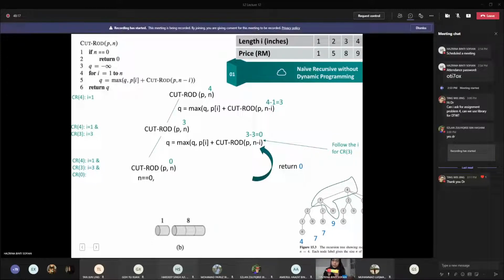3 inches will return how much? P3, 8. Okay, so it will return 8. So 3 inches and 1 inch will return how much is this? Return 9. Okay, so this one is 1 ringgit, this one worth 8 ringgit, because this one is 3 inches worth 8 ringgit, so it will return 9. Okay, all right.